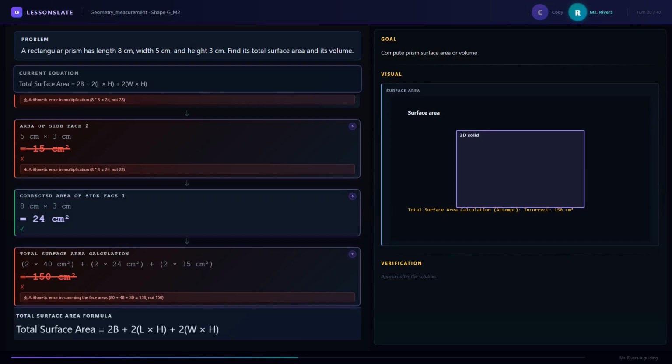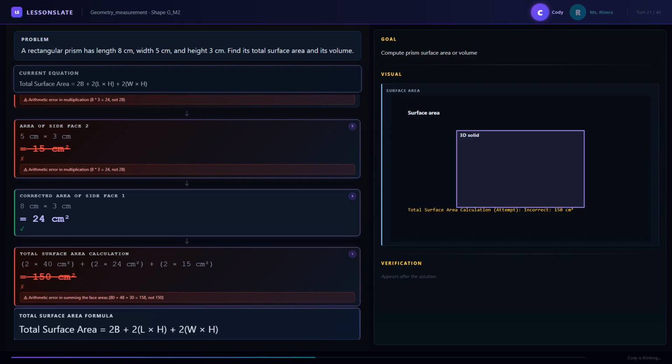You've absolutely got the right approach, Cody. To find the total surface area, we do indeed add up the area of both bases and all 4 lateral faces. So adding 2 times 40 square centimeters for the bases, plus 2 times 24 square centimeters for the first pair of side faces, and 2 times 15 square centimeters for the second pair is exactly what we need to do. Let's just re-sum those values carefully. Can you try adding them up one more time?